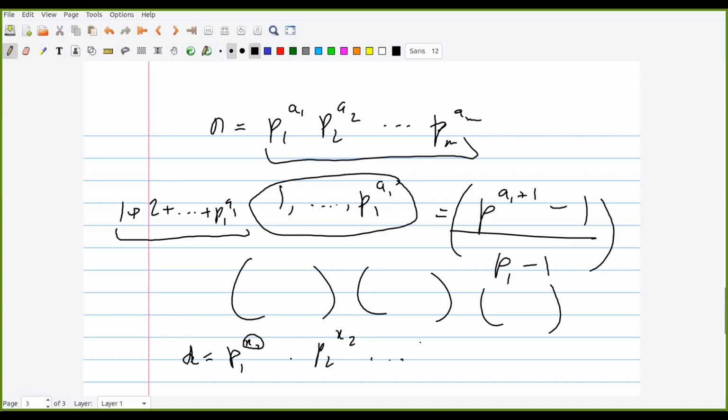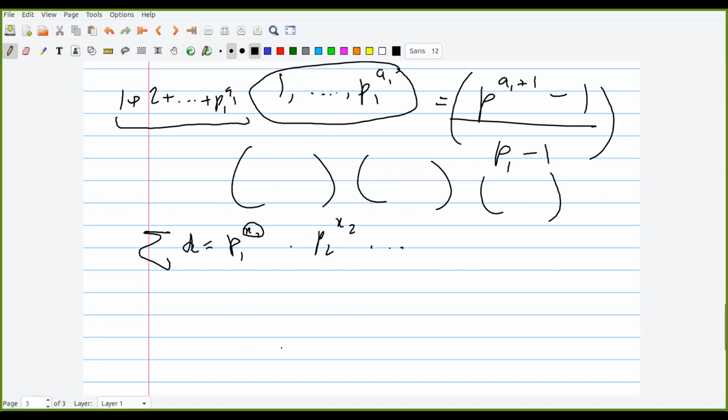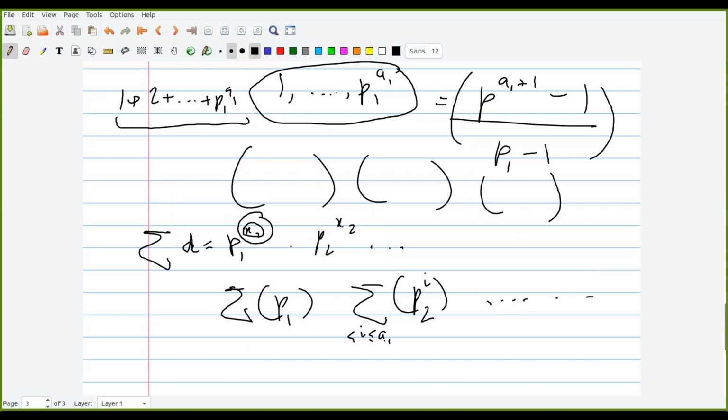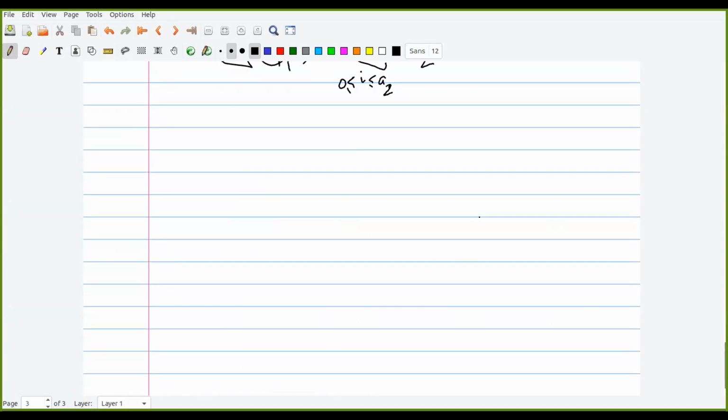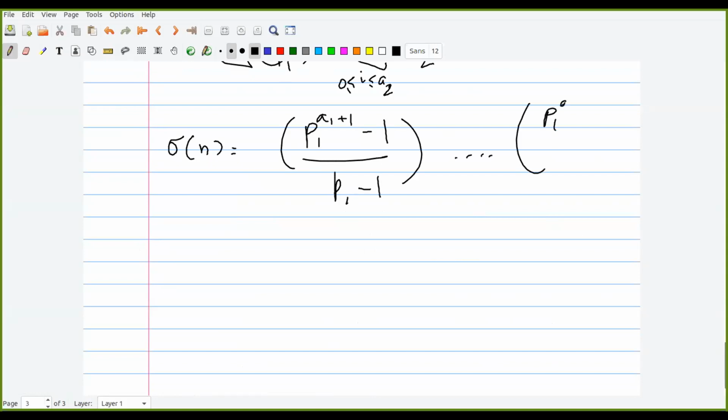So the possible way to figure out a formula for all such divisors and sum over all of them would be to sum over all these powers, and the individual summations will be multiplied. This will be for all cases related to p1, this will be for all cases related to p2, where i belongs to 0 to a1, 0 to a2. This will give you a GP series of this form. So the effective formula is sigma of n equal to (p1 to the power a1 plus 1, minus 1) by (p1 minus 1), into the same thing for the rest.